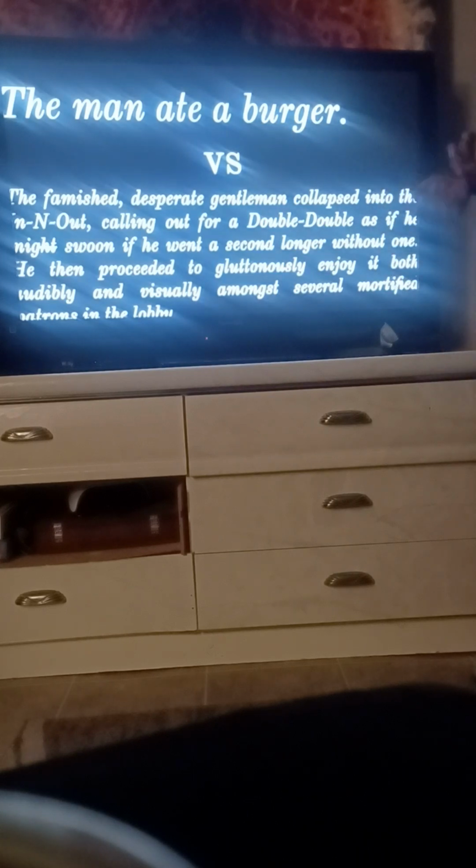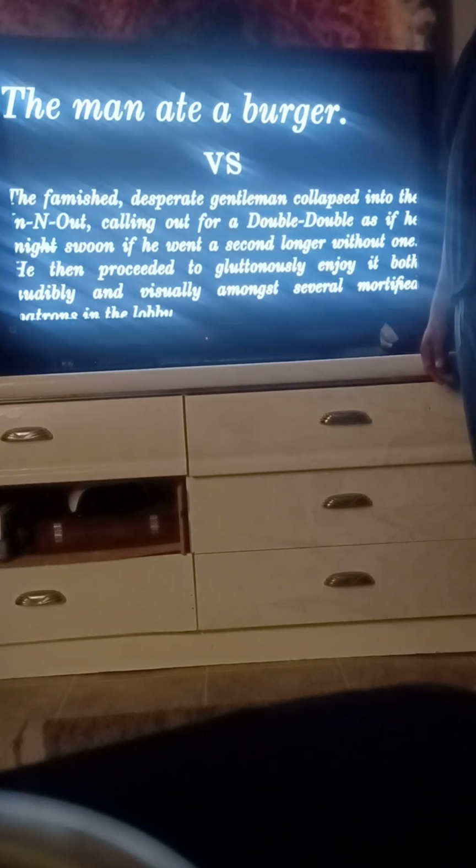So again, we have a situation that is very simplistic, easy to understand. The man ate a burger versus: the famished, desperate gentleman collapsed into the In-N-Out, calling out for a double double as if he might swoon if he went a second longer without one. He then proceeded to gluttonously enjoy it both audibly and visually amongst several mortified patrons in the lobby. Right? So we have a lot more going on.